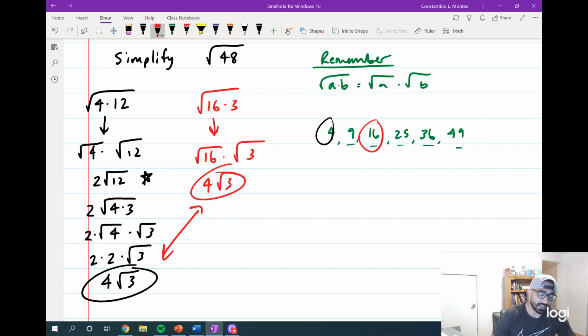So even if you didn't notice that 16 was a factor of 48, and you did it this way like we did on the left-hand side, that's okay. It just takes you a little bit more work. And to be honest, a lot of times when I'm simplifying radicals, I end up having to do it twice because I don't realize that there's a bigger perfect square that divides it. So either way works. If you can see it this way, perfect. If you can see it this way, perfect as well.